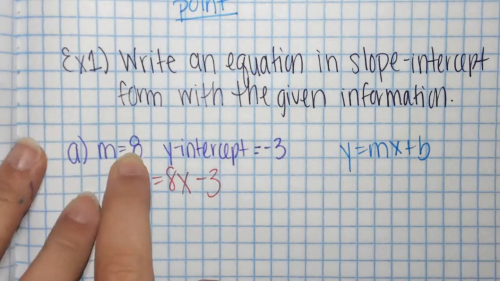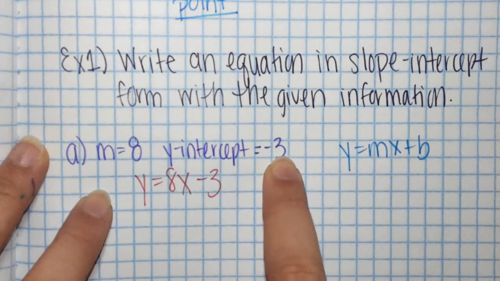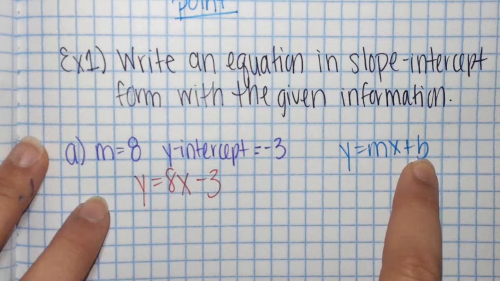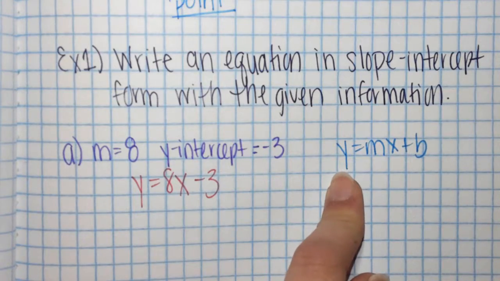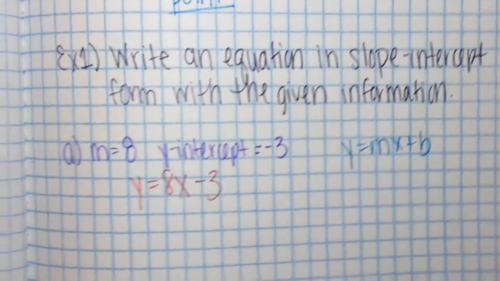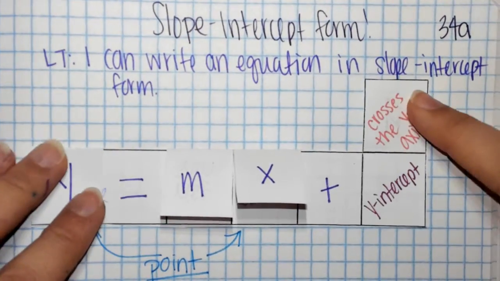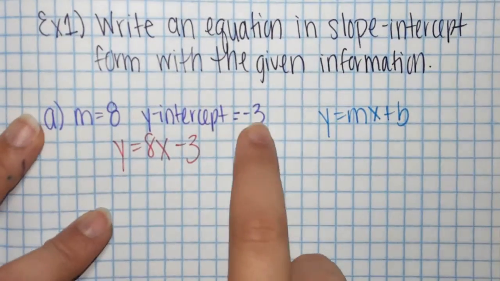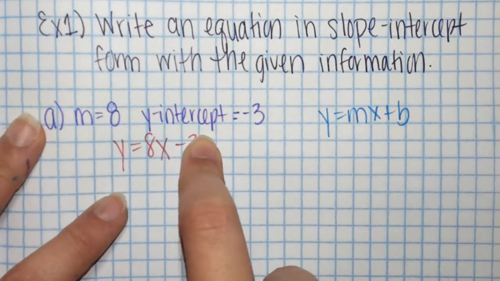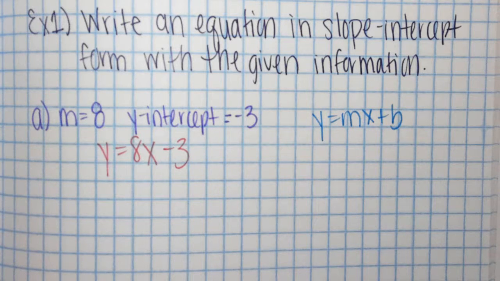Now, why did I plug 8 in for m? Because that's what it says. And why did I plug negative 3 in for b? Because that's your y-intercept. Is y the y-intercept? Well, what did we write y was? The y coordinate. And what did we write b was? So negative 3, is negative 3 the y coordinate or the y-intercept? Y-intercept.